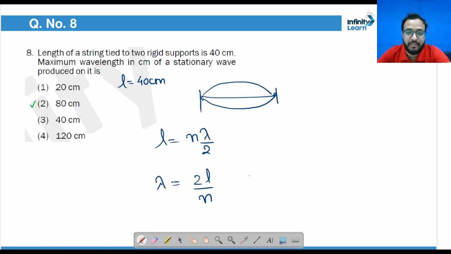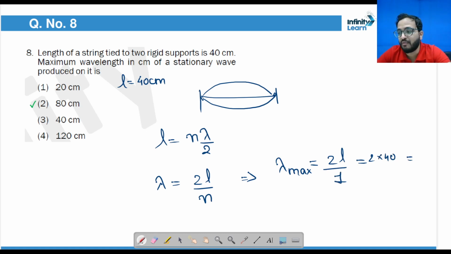So if you want lambda to be maximum, n should be minimum. So the minimum value of n is 1. So 2 into l by 1. So the answer is 2 into 40, which equals 80 centimeter, right?